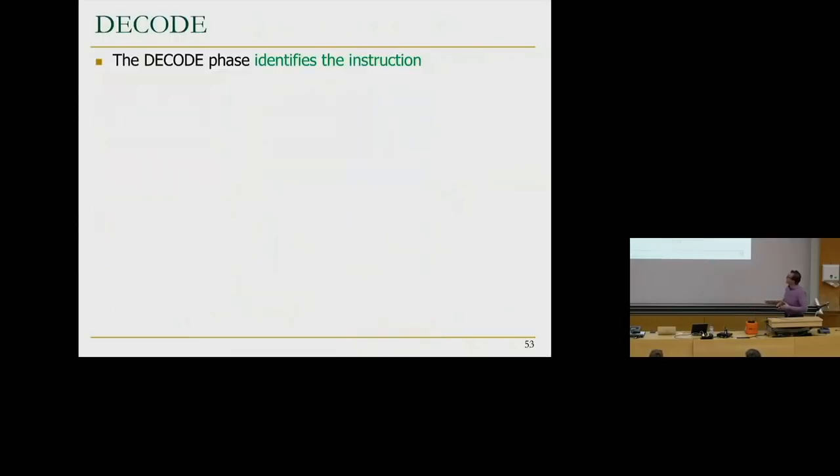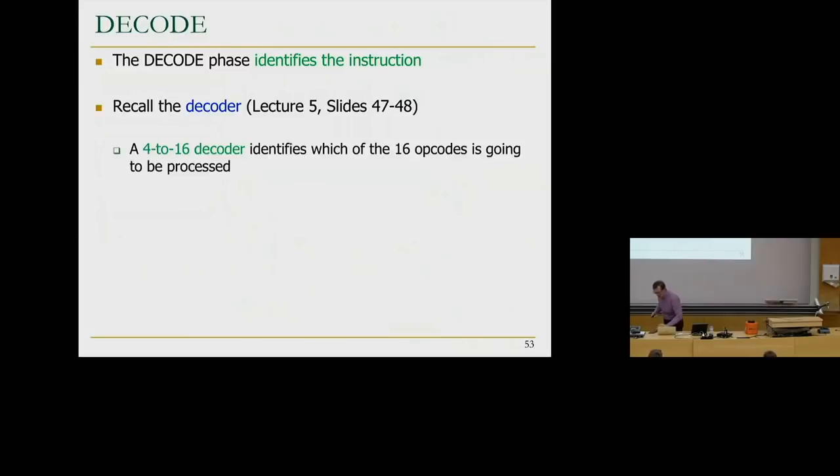So the next step is decode. The decode phase essentially identifies the instruction, right? So how do you identify the instruction? Basically, we have a decoder. Remember? Actually, if you don't remember, you can go to the slides. In LC3, remember the opcode bits are the top 4 bits. You can run those 4 bits through a decoder, a 4 to 16 decoder, and it identifies which of the 16 opcodes is going to be processed.